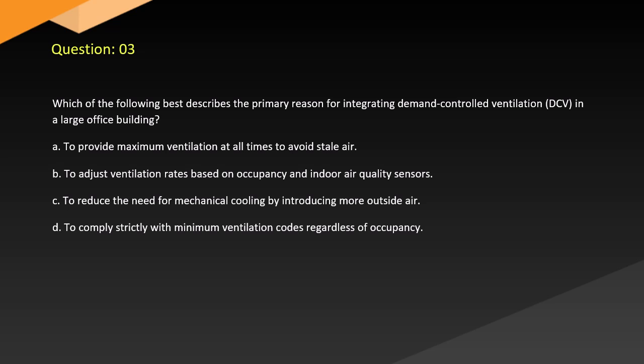Question 3. Which of the following best describes the primary reason for integrating demand-controlled ventilation (DCV) in a large office building? A. To provide maximum ventilation at all times to avoid stale air. B. To adjust ventilation rates based on occupancy and indoor air quality sensors. C. To reduce the need for mechanical cooling by introducing more outside air. D. To comply strictly with minimum ventilation codes regardless of occupancy.